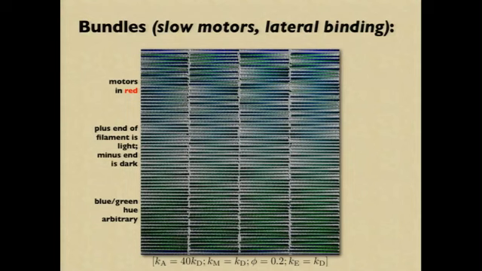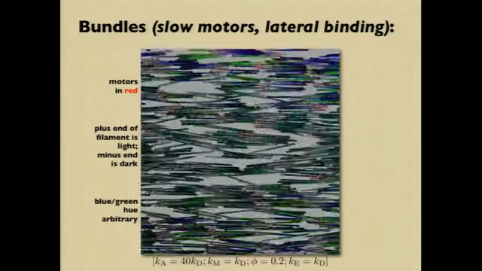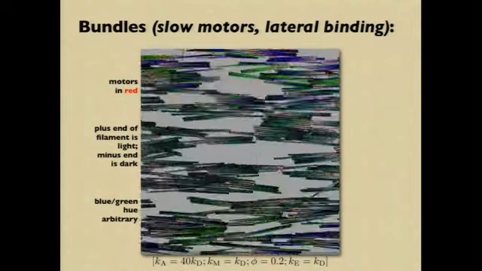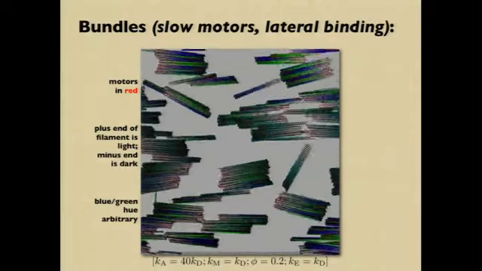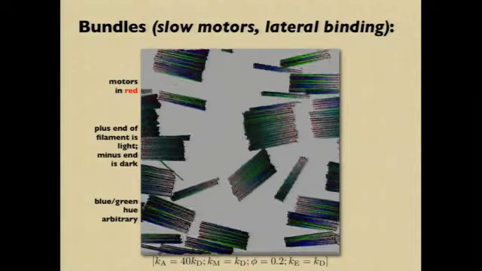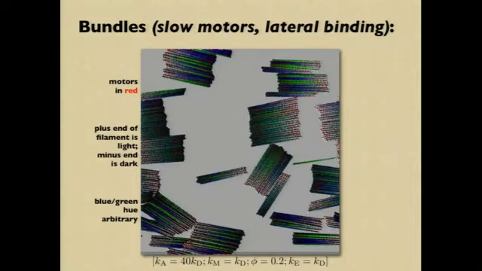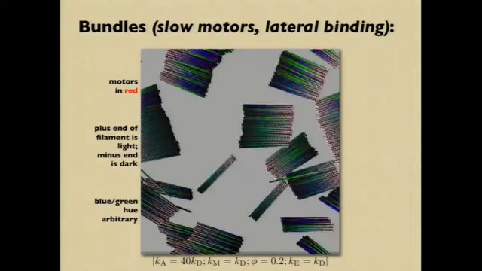So here's same parameters, roughly, actually, except now the motors are much slower, 100 times slower. And you can probably guess what's going to happen here. They form bundles. The bundles themselves are polar. You can see all the plus ends at one end, minus ends at the other end. And now you can see the motors are distributed along the filament's length there.